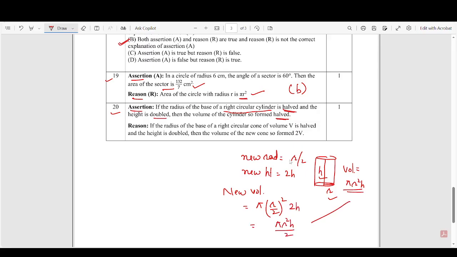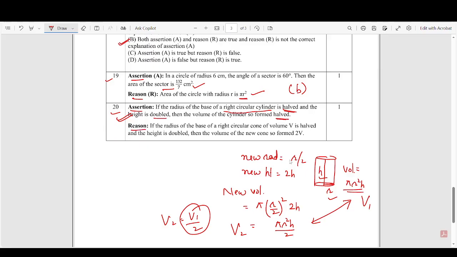So can you find any relationship between these? This is the original volume V1 and this is the new volume V2, and we can see that V2 is V1 upon 2. That means the new volume is half of the volume of the original cylinder. So here it is written, it is halved. That means the assertion is totally true. Now let's see the reason.